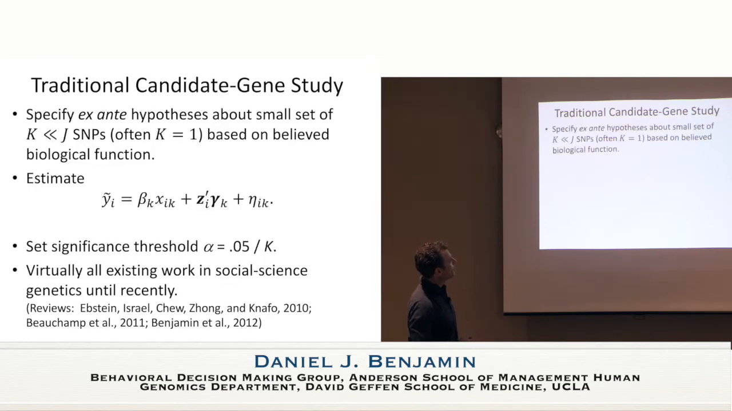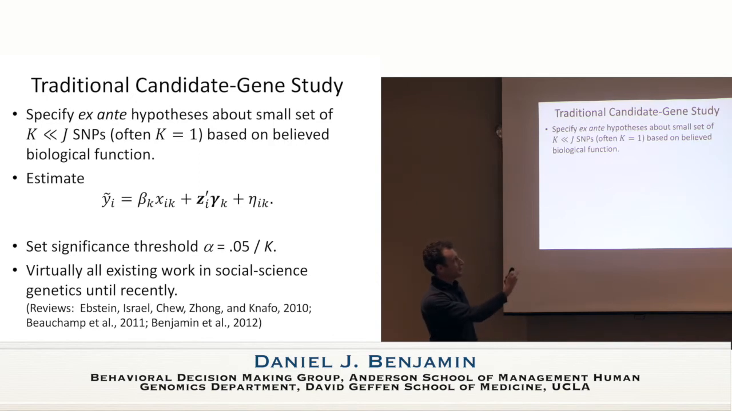Okay, so a candidate gene study is where you specify ex ante hypotheses about a small set of SNPs. In many cases, it was just a single SNP based on its believed biological function. Paige mentioned a number of reasons why candidate gene studies might have been politically attractive to researchers. There are also scientific reasons they were attractive.